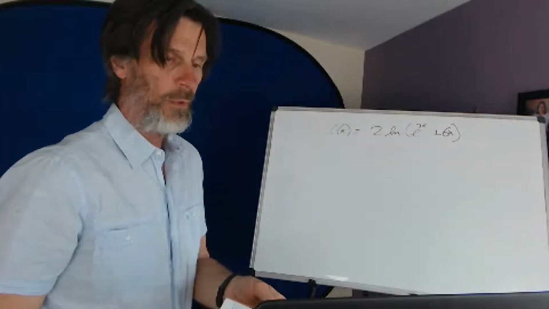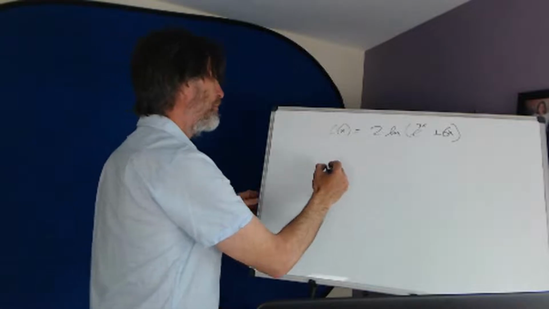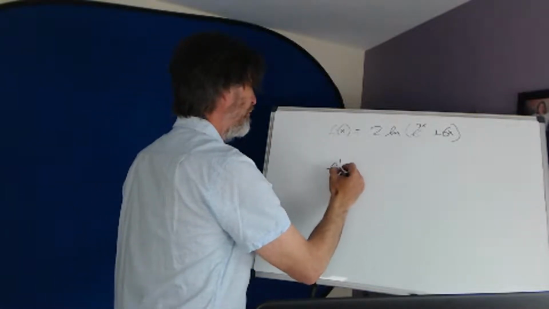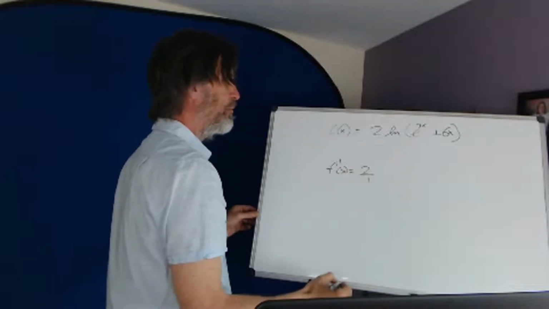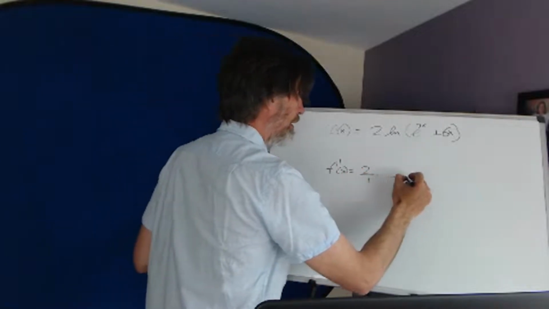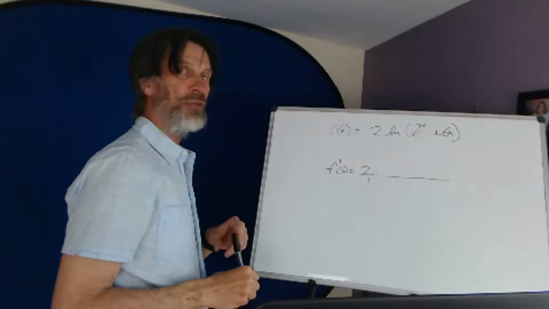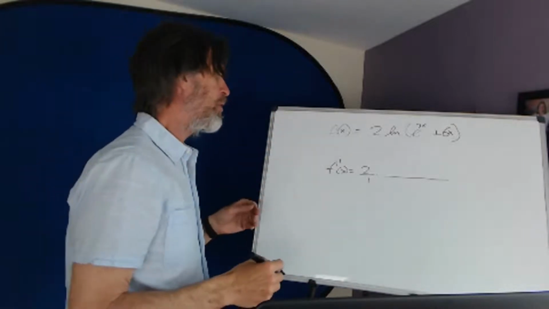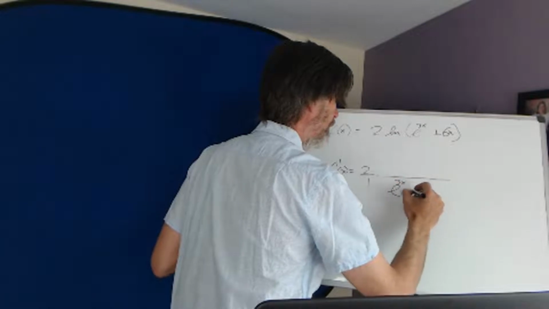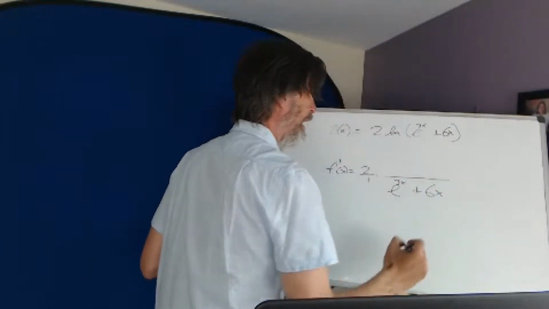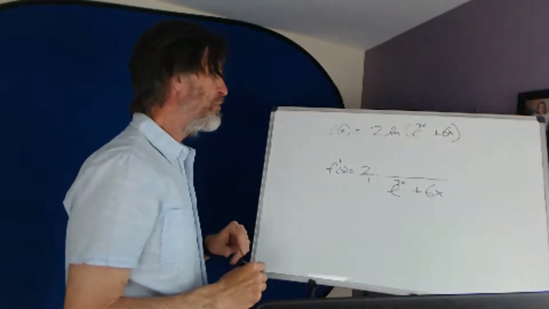Okay. Now let's attack the derivative, f prime of x. 2 is the constant multiplier. We can write it as 2 over 1 if we wish. Now we're going to one more time use the chain rule for the logarithm. Write this down. And write the derivative of that in the numerator.